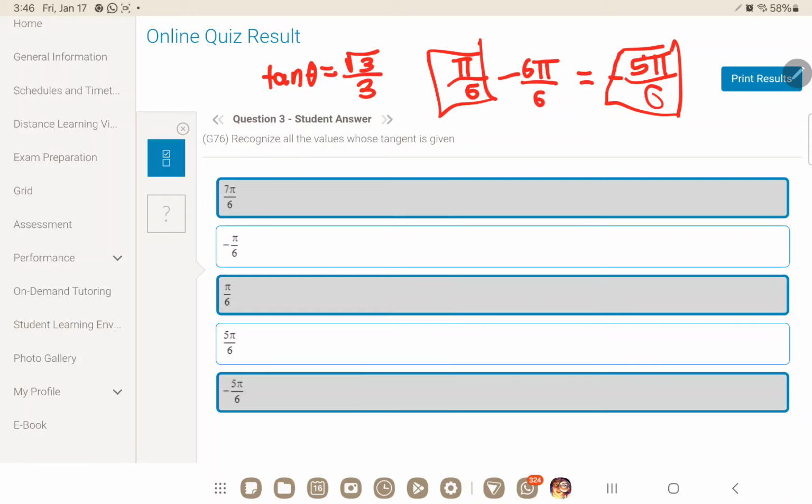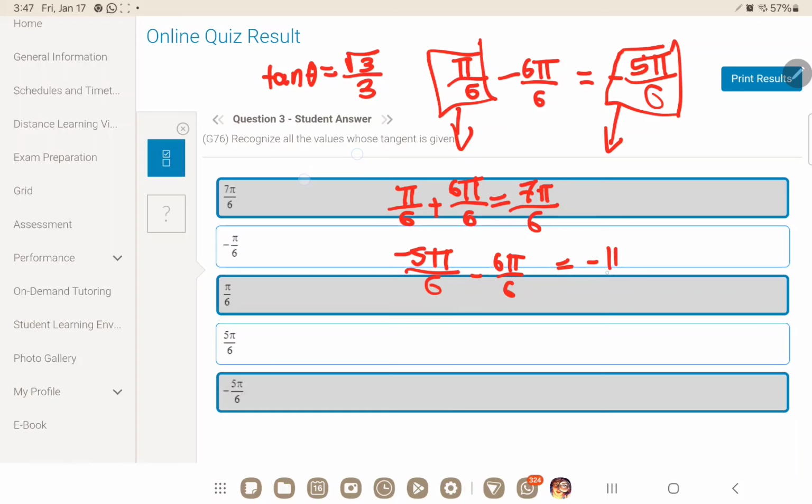Now to find the rest, what we need to do is you can either add pi to any of these two angles or subtract pi from them, and you're always going to get a correct answer. So pi over 6 plus pi, which is 6 pi over 6, is going to give you 7 pi over 6. Negative 5 pi over 6 minus pi, which is 6 pi over 6, is going to give you negative 11 pi over 6, which if I try it on my calculator, it's also going to equal radical 3 over 3, but let me try just to make sure. Yeah, I just tried it. It also gave me the answers.